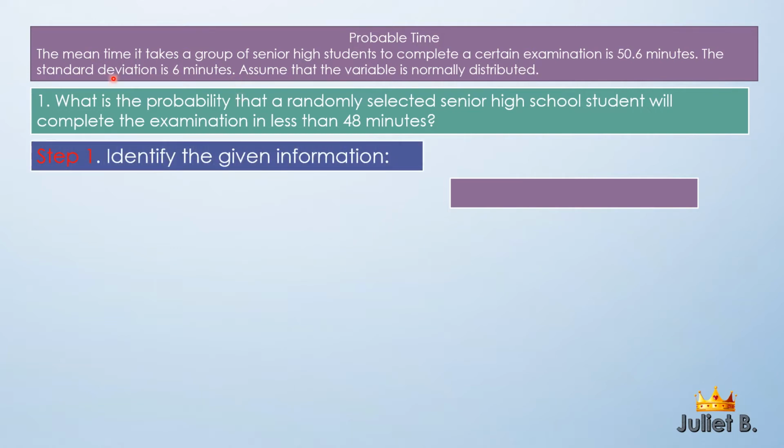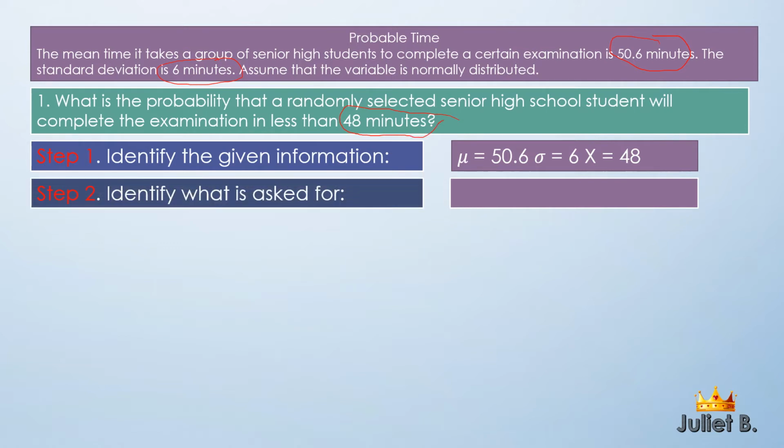Step 1, of course, is we will identify the given information. And we have the population mean, which is 50.6 minutes, the standard deviation of 6 minutes, and the x, which is 48 minutes. After that, second step is to identify what is asked for.